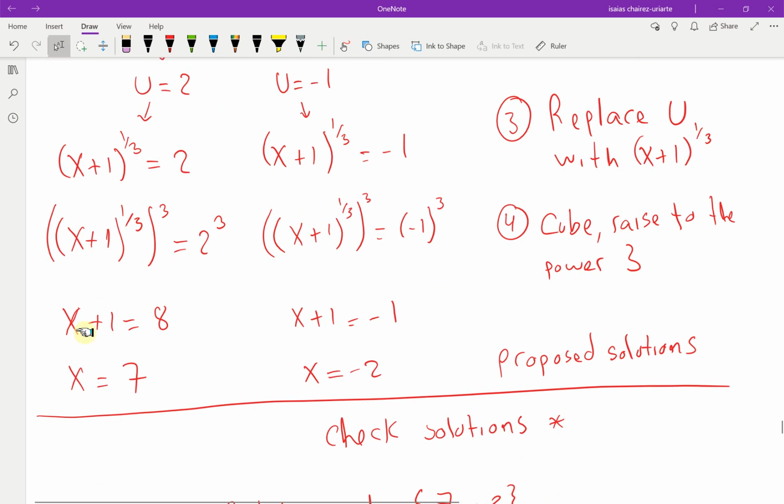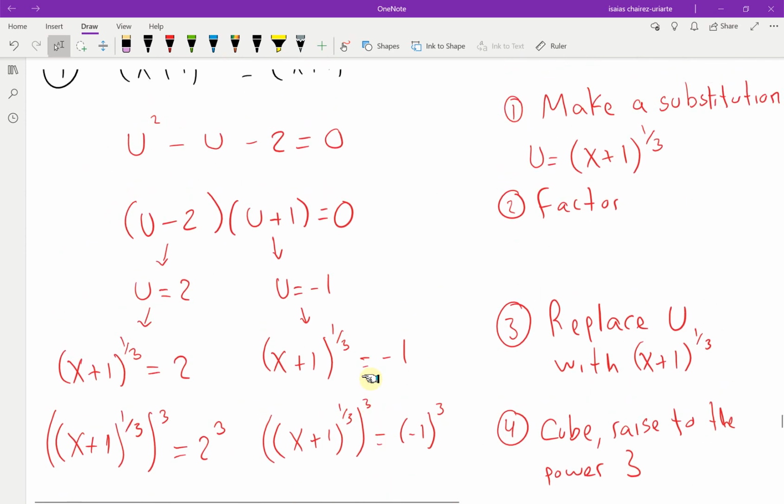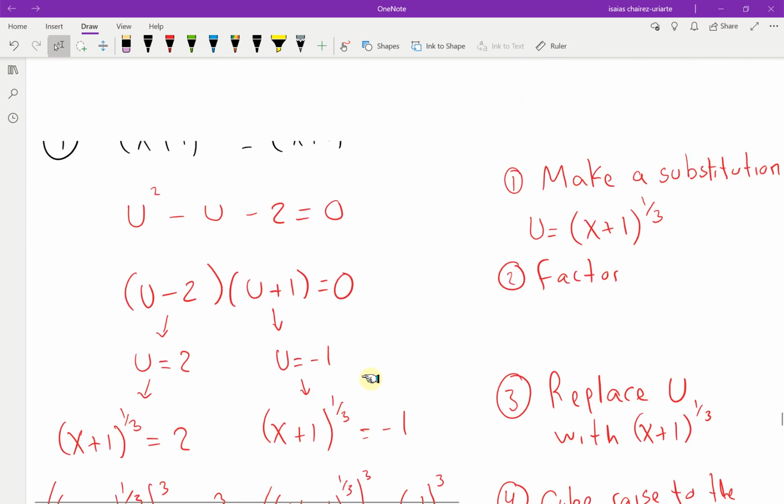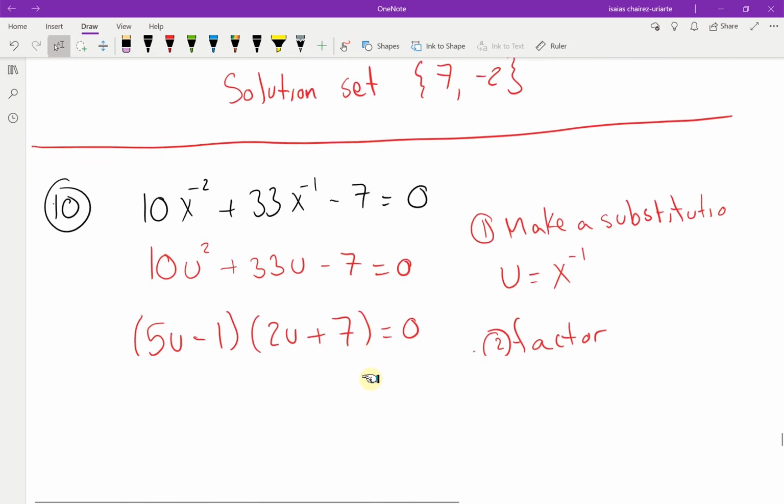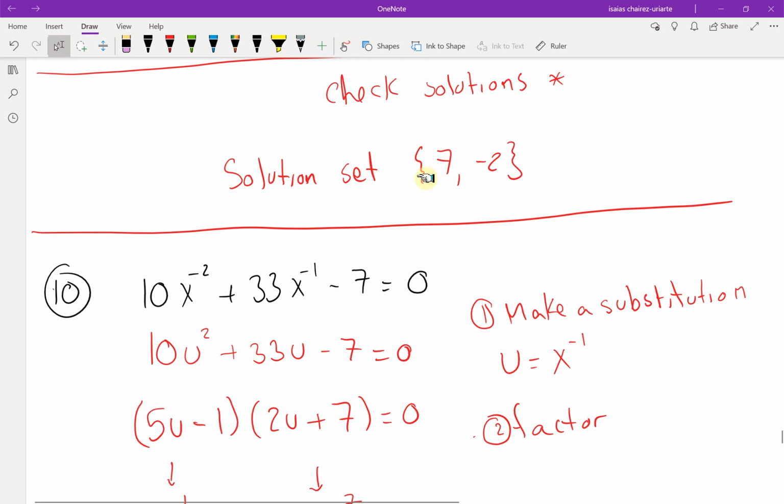On the left equation I have x plus 1 equals 8, because 2 to the 3rd is 8, and on the right hand side I have x plus 1 equals negative 1, because negative 1 times itself 3 times is negative 1. And then I just solve for x. So I have x equals 7 and x equals negative 2. And again, you should check your answers. You should plug your answers back into the original equation and see if it's satisfied. And turns out it is. So my solution set is 7, negative 2.